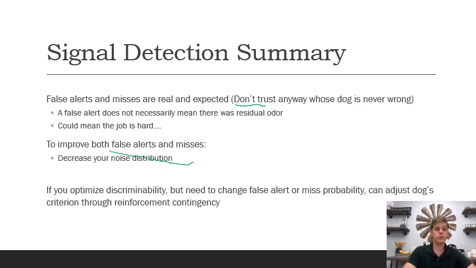So if you optimize discriminability, but need to change false alerts or miss probability, you can adjust the dog's criterion through your reinforcement contingencies. You can make it highly rewarding for the dog to be more conservative or highly rewarding for the dog to be more liberal.